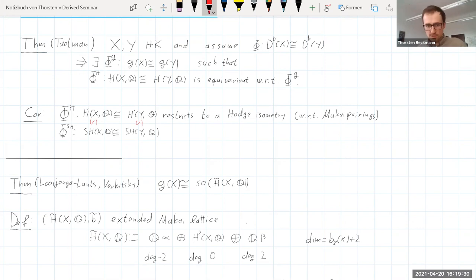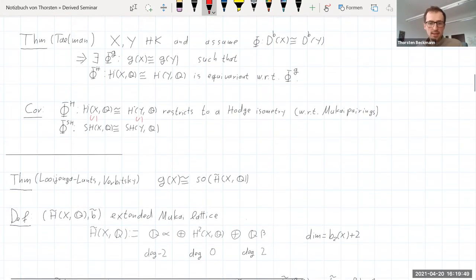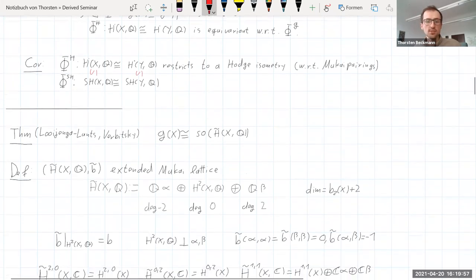So as a Q vector space, what is it? We have the second cohomology, and we add two extra elements, which I will call alpha and beta. So as a rational vector space, this has dimension b2, the second Betti number of X, plus 2. And there's also a grading on it. I declare the element alpha to be in degree minus 2, the second cohomology sits in degree 0, and beta I declare to have degree 2.